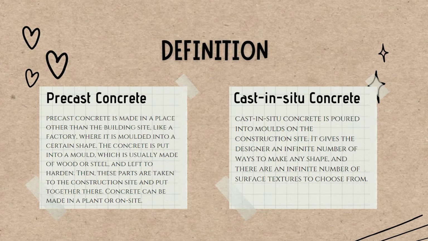Cast in situ concrete. Cast in situ concrete is poured into molds on the construction site. It gives the designer an infinite number of ways to make any shape, and there are an infinite number of surface textures to choose from.